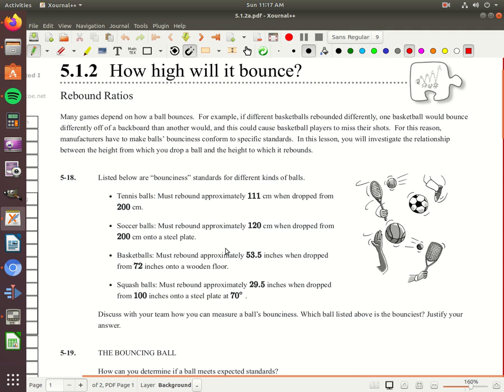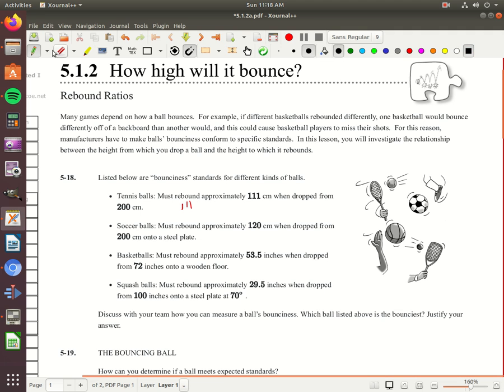In this lesson, you will investigate the relationship between the height from which you drop a ball and the height to which it rebounds. Listed below is the bounciness of different balls. Discuss with your team how you can measure the bounciness. Which ball listed is the bounciest? Well, I think what would make sense is to divide your rebound.